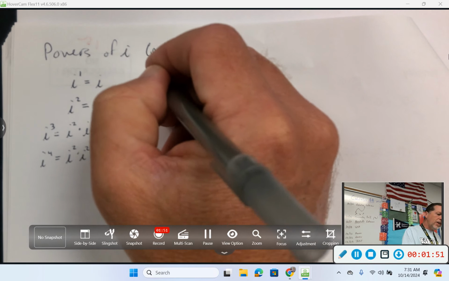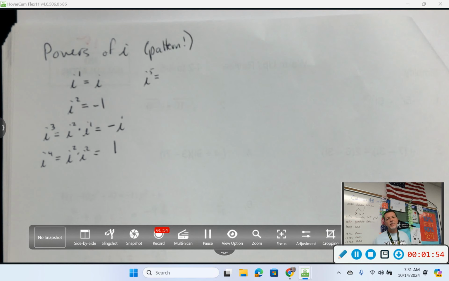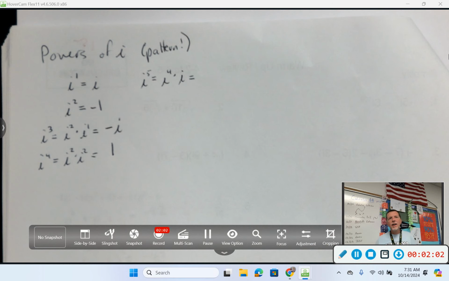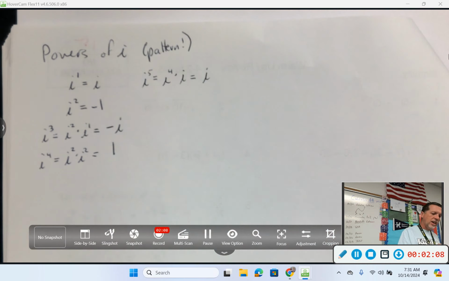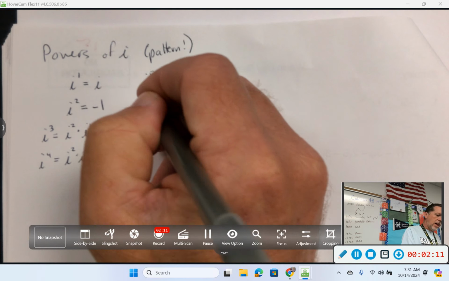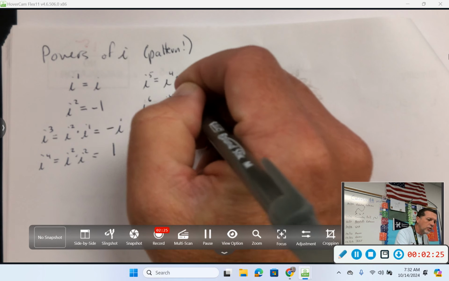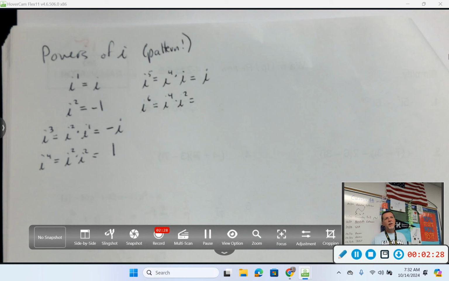When I get to i to the fifth, and notice where I put that on the same line as i to the first, that would be the same thing as i to the fourth times i. But i to the fourth is 1, so that's just i. i to the sixth, we'll catch the pattern here in a minute. I could write i to the sixth a whole bunch of different ways, but i to the fourth times i squared would be a pretty easy way to write that, because I like using i to the fourth because i to the fourth is 1.